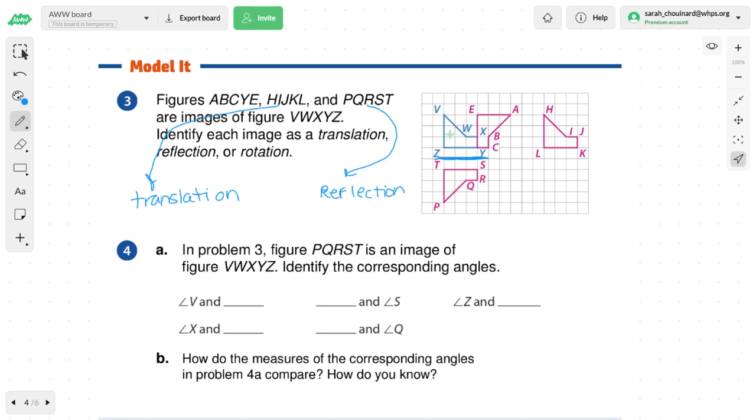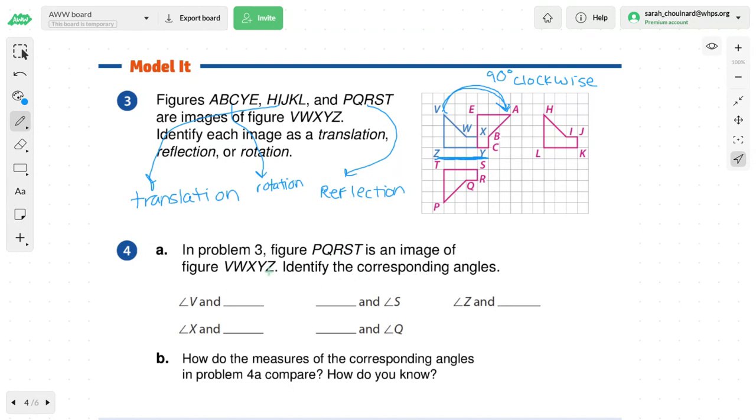And then ABCD is our rotation. We would actually call this a 90-degree rotation because it turned just one corner. So that's a 90-degree rotation, and we say it's 90 degrees clockwise because this is the way that a clock goes.